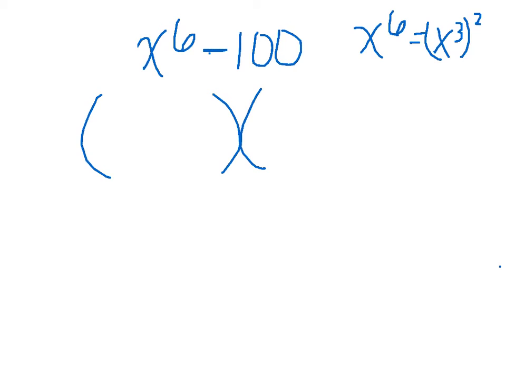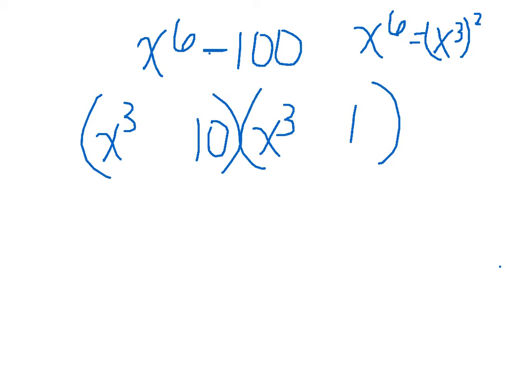I can write my 2 sets of parentheses, take the square root of the first term, which is going to be x cubed, take a square root of the second term, which is going to be 10. One is a plus, and one is a minus.